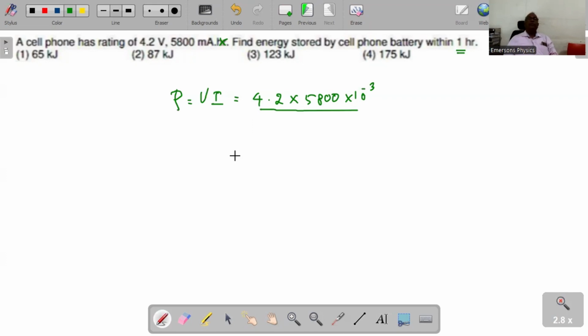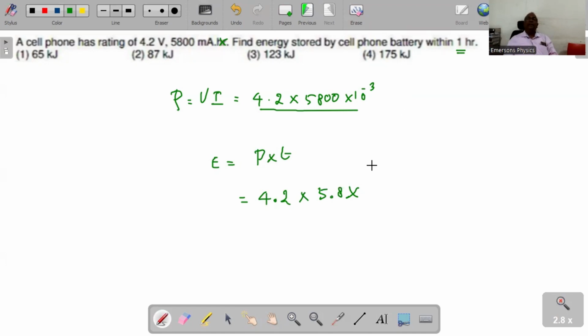Power is equal to... But what we need is the energy stored; power into time is the energy. Time is 1 hour, so the energy is 4.2 into 5.8. The answer they have given is in kilojoules.